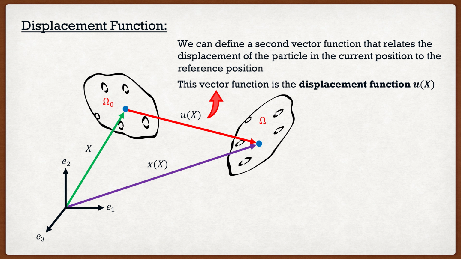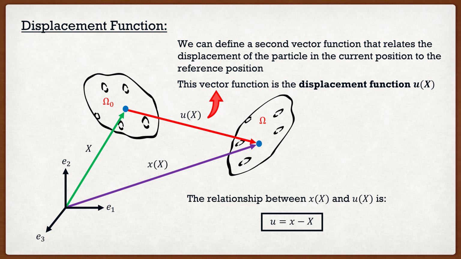Now, if we take a step back, this is actually just a triangle. We have big X, small x, and u of x. Well, that's just a triangle, so we can use the laws of vector addition and create a relationship between our position function small x and our displacement function u, where u is simply equal to small x minus big X. That relationship right there is going to be one of the key fundamentals in all of our proofs going forward.